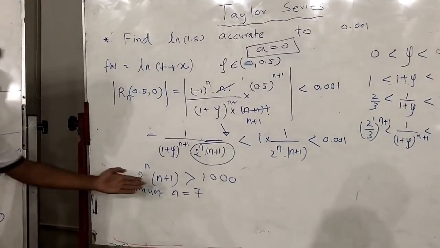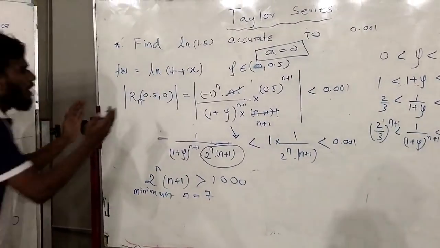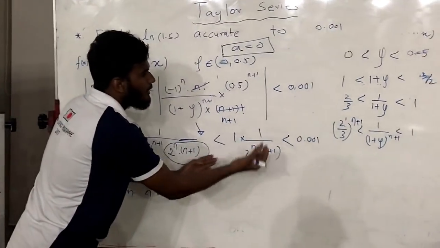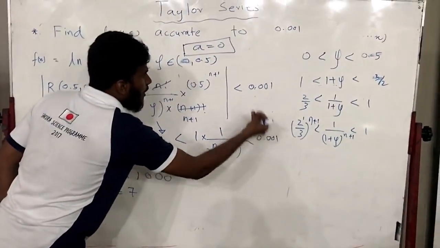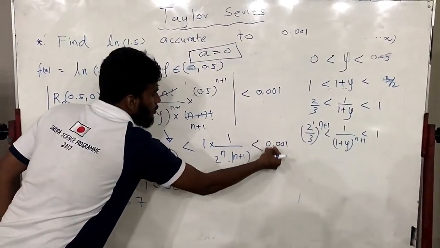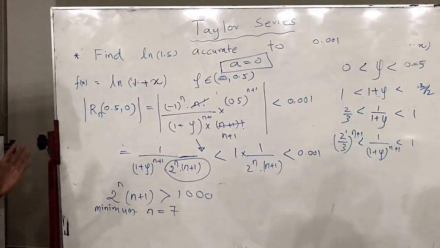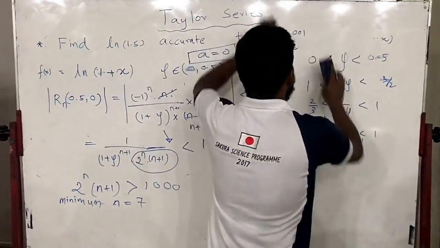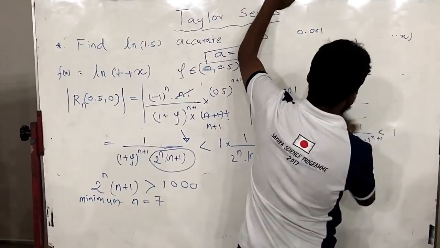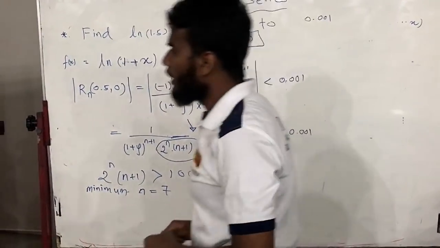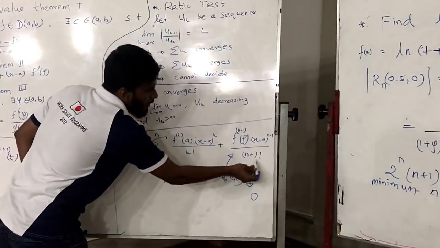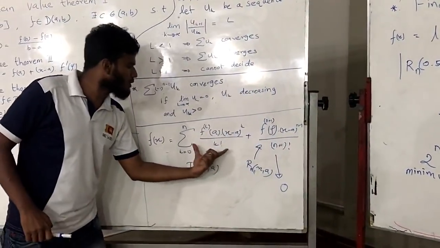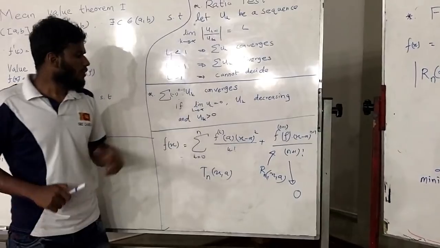So okay, we are done with n equals 7. We got our remainder part and simplified that. We got an upper bound, and then we put our required error value to that upper bound and found the minimum value of n. So now what we need to find is the approximation, the final answer. According to our Taylor series, this part is the remainder. Since the remainder should be accurate to 0.001, we got the n value. If we substitute n directly here, we'll be done.